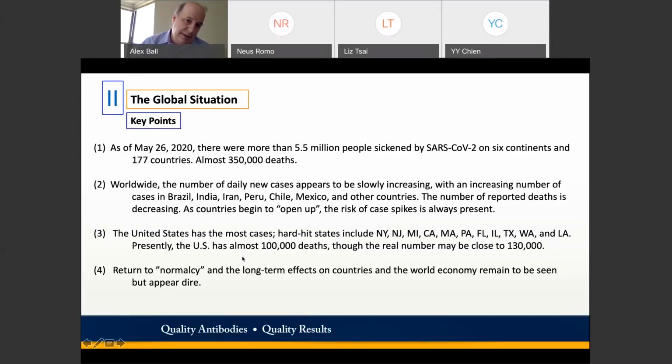Presently, the U.S. has almost 100,000 deaths, but new studies suggest that this actual number could be close to 130,000. So it might actually be 30,000 higher. The return to normalcy and the long-term effects on countries and the world economy remain to be seen, but appear to be quite serious.